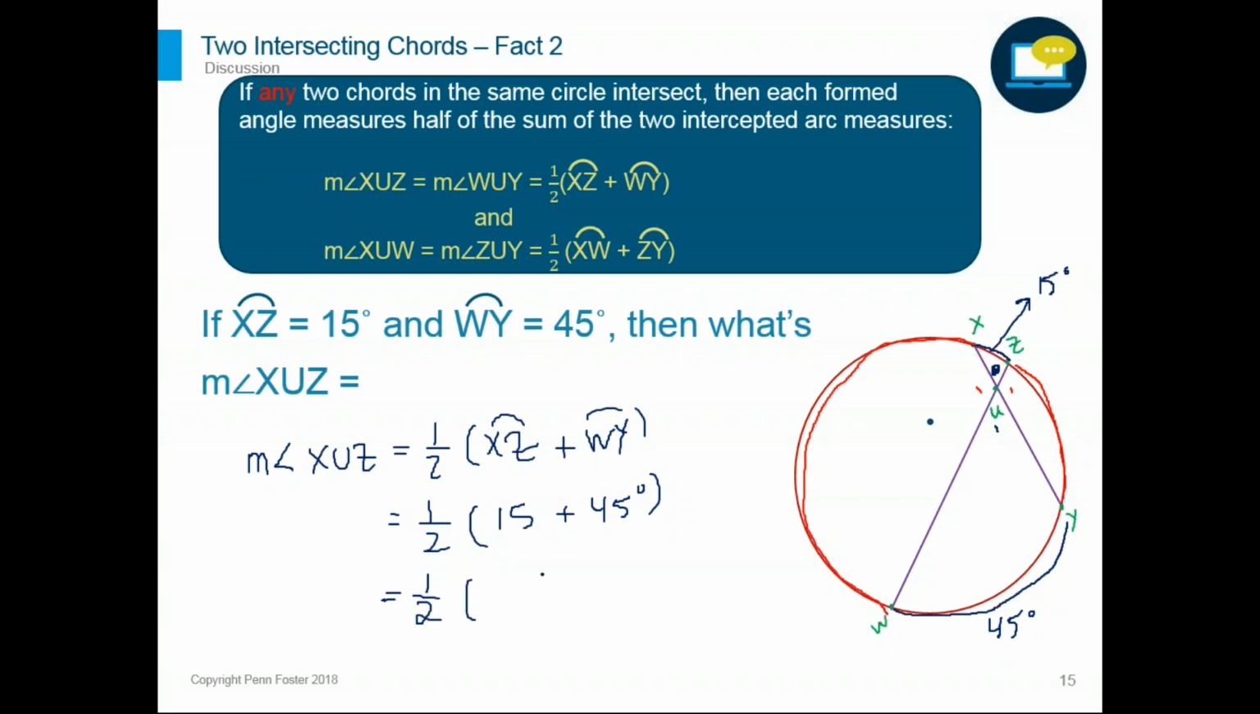15 and 45 is 60. Half of 60 will give you 30 degrees. So this angle XUZ is 30 degrees. Any question before we go to a self-check?